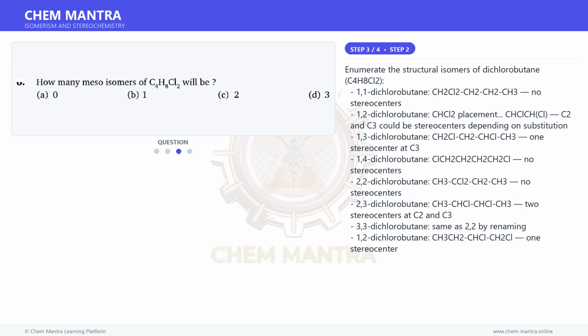2,2-dichlorobutane, CH3-CCl2-CH2-CH3, no stereocenters. 2,3-dichlorobutane, CH3-CHCl-CHCl-CH3, 2 stereocenters at C2 and C3. 3,3-dichlorobutane, same as 2,2 by renaming. 1,2-dichlorobutane, CH3CH2-CHCl-CH2Cl, 1 stereocenter.